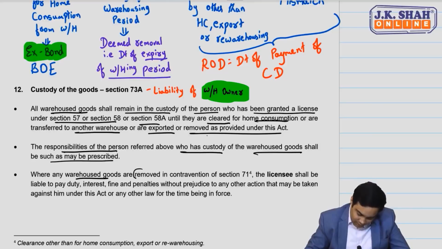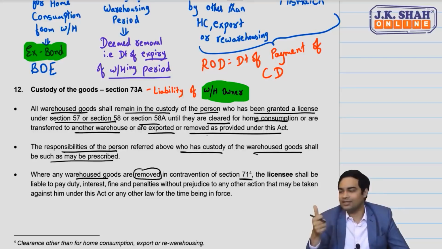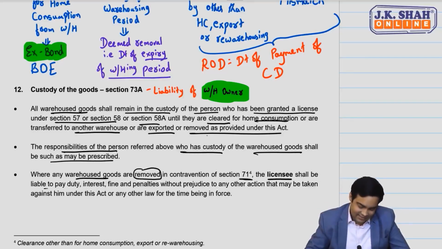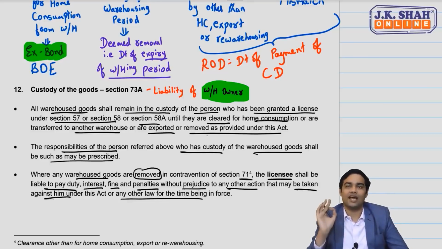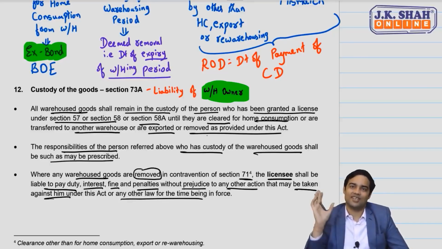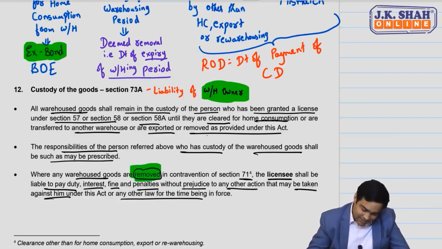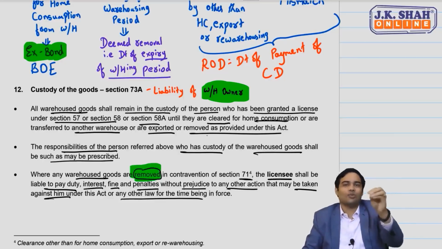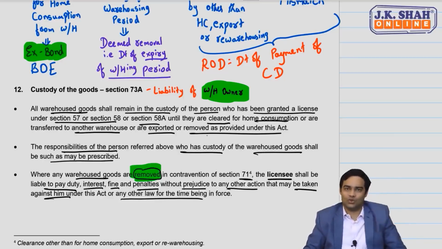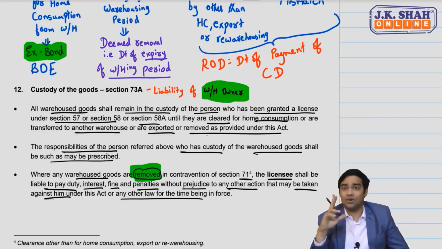Where warehoused goods are removed in contravention of section 71, that is, removed for other than clearance for home consumption, export or re-warehousing, then the licensee shall be liable to pay duty, interest, fine and penalties, without prejudice to any other action that may be taken against him under any other law. It will be the liability of the warehouse owner if goods are removed by other than these methods. If goods are still there in the warehouse, the proper officer will recover custom duty by selling those goods. Clear with this? Yes. Okay. This was about warehousing.